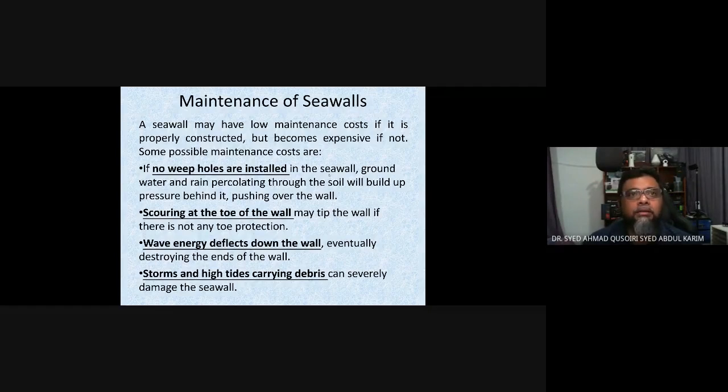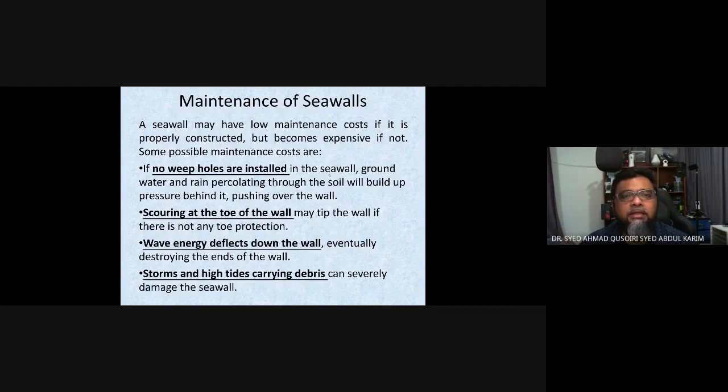And then scouring. Tip of the wall if there is no toe protection. Toe tu maksudnya bahagian dasar dinding, tapak dinding tu perlu dilindungi dari hakisan. Kalau tidak, your wall can just tumbang just like that.